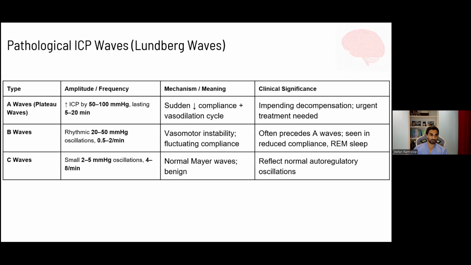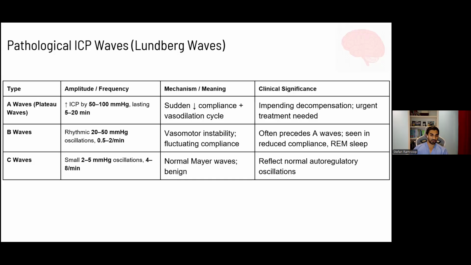You also have pathological intracranial pressure waves, or your Lundberg waves. These are larger, slower oscillations in the ICP, and they were named after Nils Lundberg, who first described them in the 1960s. And they come in three types: your A, B, and C waves. Your A waves or your plateau waves are the most serious. The ICP suddenly shoots up, often by 50 to 100 millimeters of mercury, and it stays elevated for several minutes before dropping back down. They can be caused by vicious cycles of vasodilation and loss of compliance.